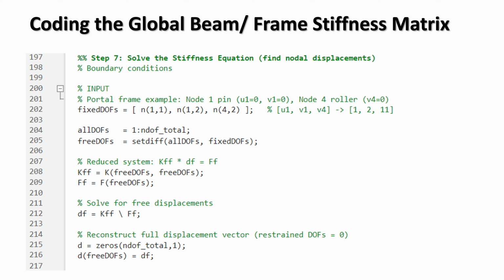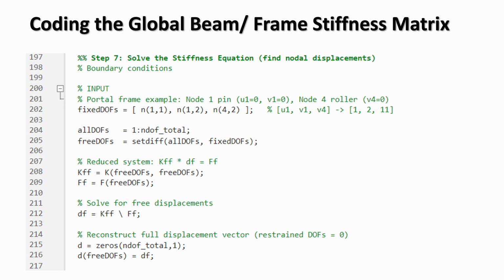In our portal frame, node 1 is a pin, so both horizontal and vertical displacements are fixed, so U1 equals 0 and V1 equals 0. Node 4 is a roller, which only restrains the vertical motion, so V4 equals 0. All rotations in these supports remain free.